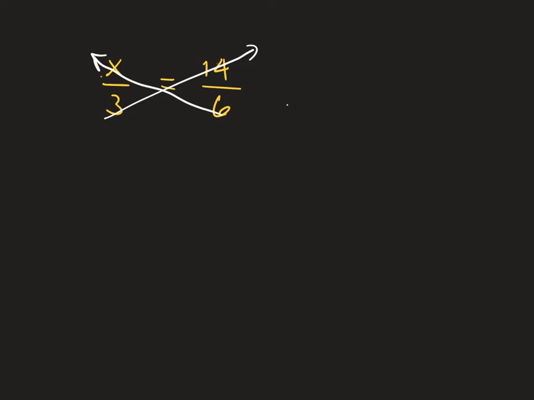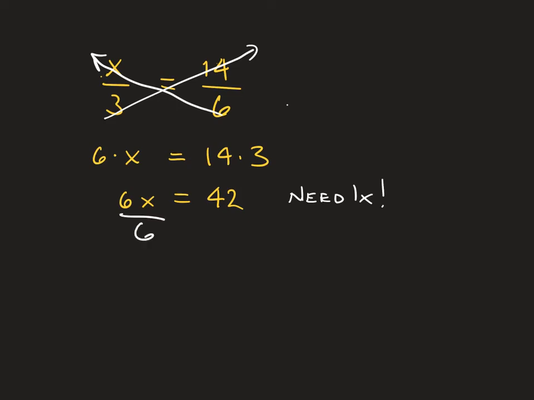So on the left side of the equation, I am going to get 6 times x, and that will be equal to 14 times 3. If we multiply this out, we get 6x is equal to 42. Using our skills that we learned yesterday, we need to get 1x by itself, just 1x. So to do that, we're going to divide the 6 times the x by 6 and the 42 by 6. And we're going to get a final answer that x is equal to 7.